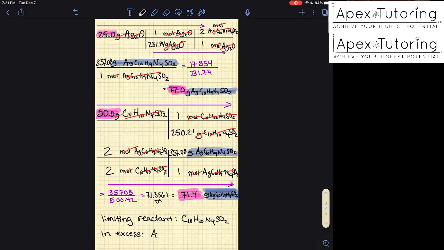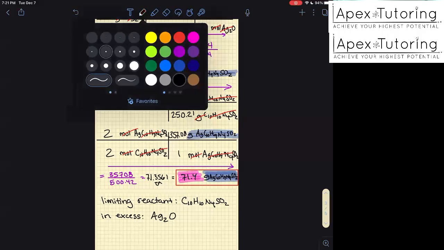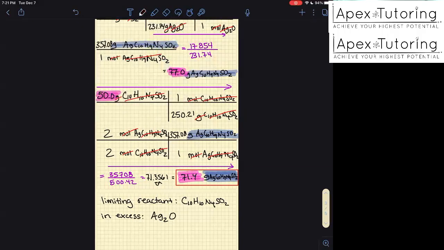AG2O. Perfect, AG2O. Okay, so that might be asked of you, like, tell me what the limiting reactant is, tell me what's in excess. So that might be part of the question, so I just wanted to note that. And so the true amount, like you said, the true amount that we would box as our answer would be that smaller number, because of our ingredients.